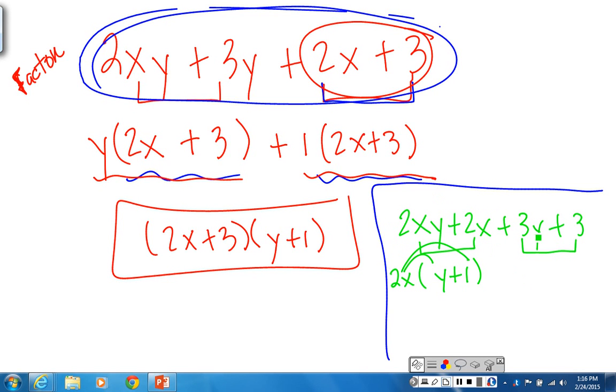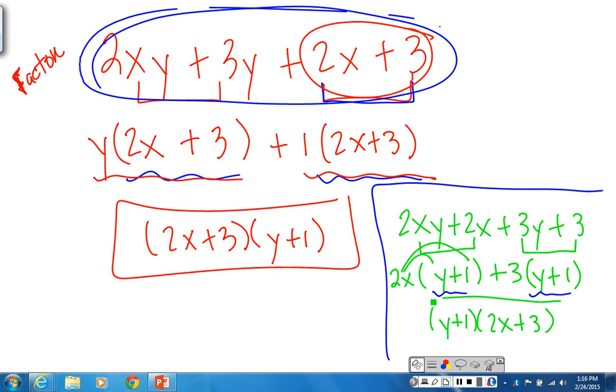Next, you have 3y plus 3. You can pull out a 3, right? So again, that's y plus 1. And that's what you want. You want the same thing to occur in those parentheses. That's how you know you're on the right track. So your final answer here would be y plus 1 times 2x plus 3.